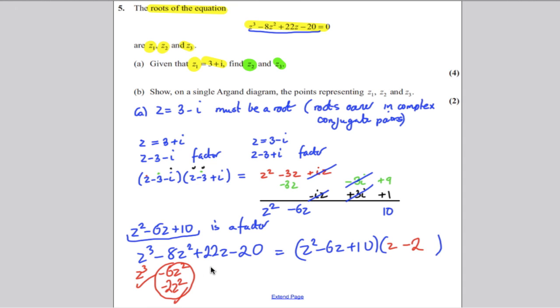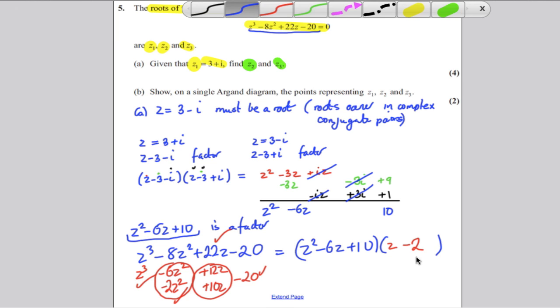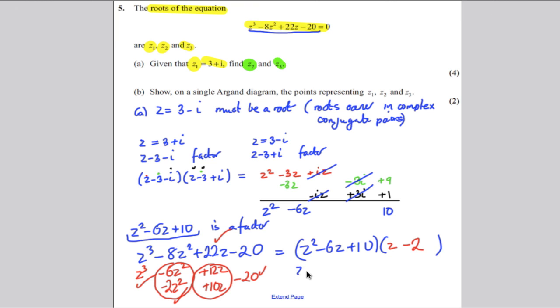It also gives me plus 12z from that times that. Okay, and it also gives me plus 10z from that times that. So these two give me the 22z I'm after, and negative 2 times 10 also gives me the negative 20, so I'm done. So therefore, the other root must be positive 2. Just to get your final mark, state that z1 is 3 plus i, z2 is 3 subtract i, and z3 must be 2.